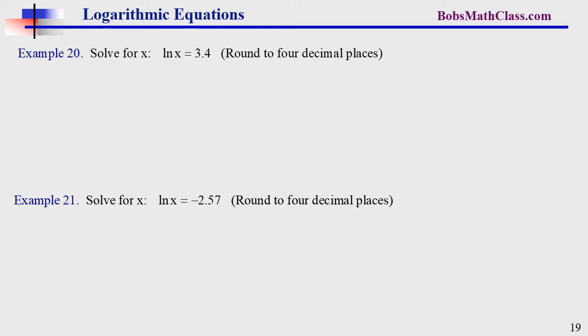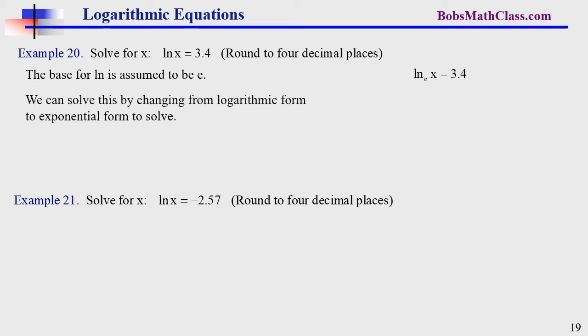Okay, these two problems here have the natural logarithm, the ln. The only thing about natural log is its base is different. Do you remember what the base is? Right, the base is assumed to be e. So let's write that in. Ln of x of base e equals 3.4. Change it to exponential form. E to the 3.4 equals x.